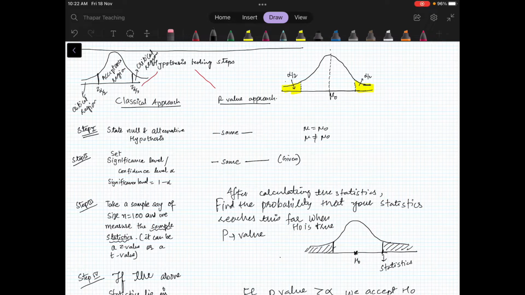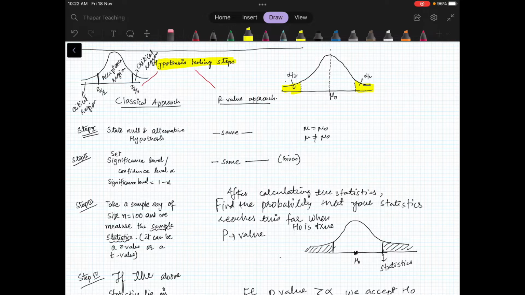In the last video, we saw what hypothesis testing is and what the null and alternative hypotheses are. Here in this video, we will be talking about hypothesis testing steps. So what are the steps which we are going to follow for hypothesis testing?